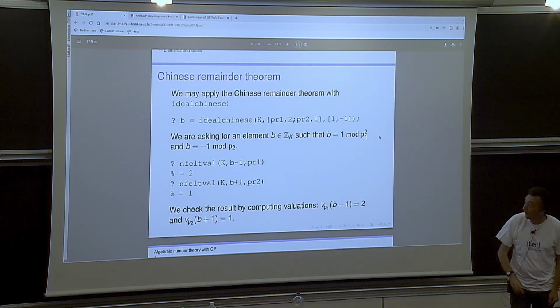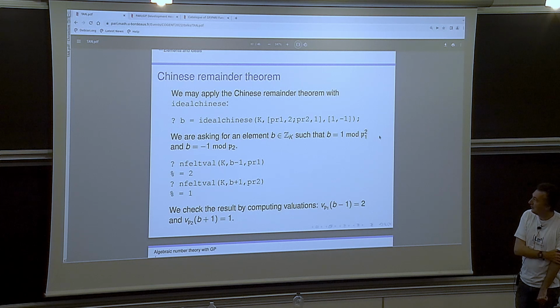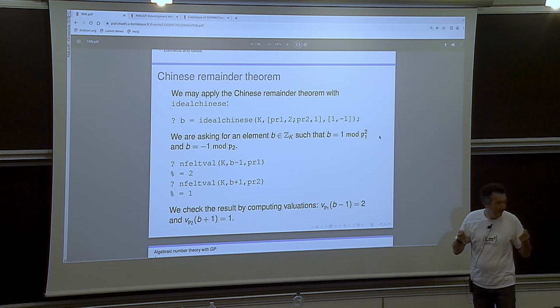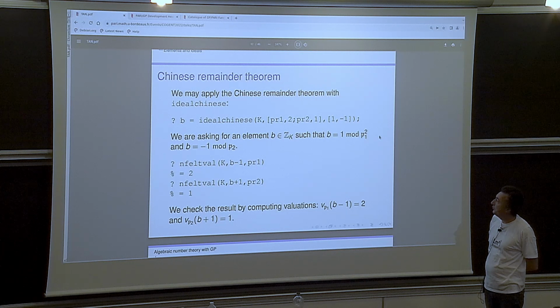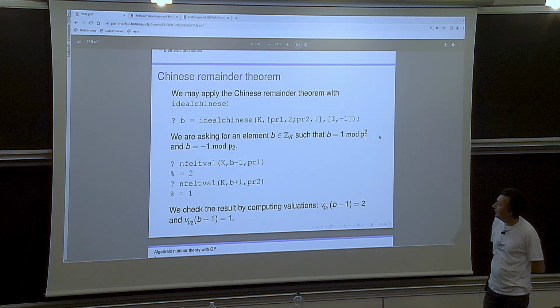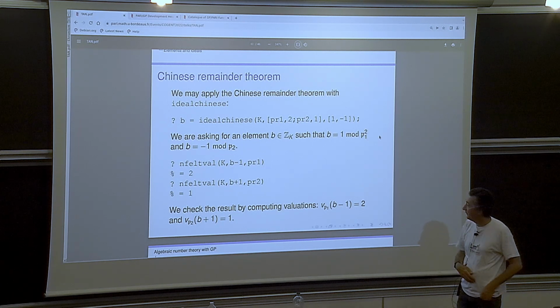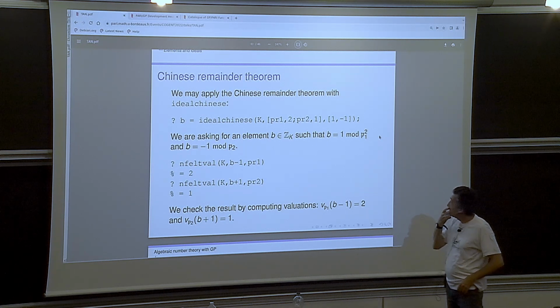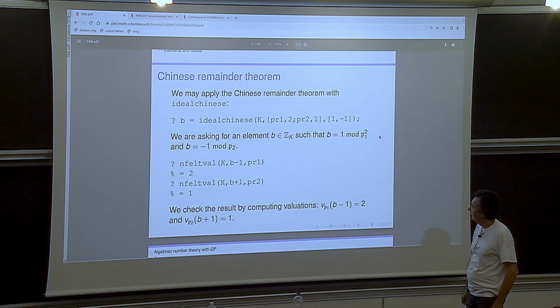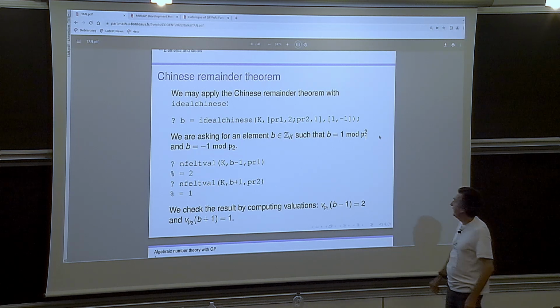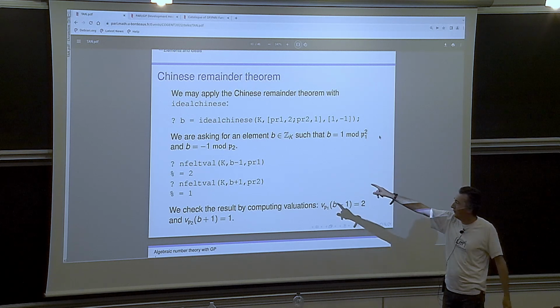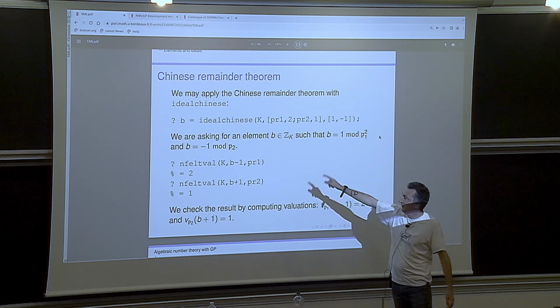Okay, so we have the reverse operation, which is the Chinese remainder theorem. So you can do a Chinese remainder theorem. We have to give some factorization matrix and some element for each congruence class, and then you will find elements that satisfy the congruences. Okay, so here we will be equal to 1 mod p1 squared and minus 1 mod p2. So we get some element, and you can check that the valuation is correct.